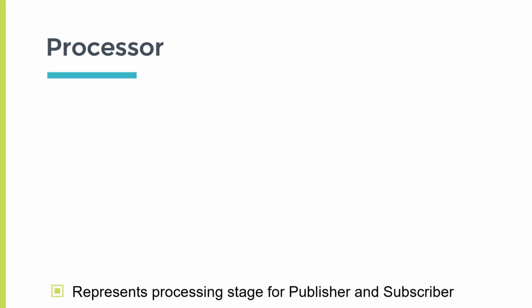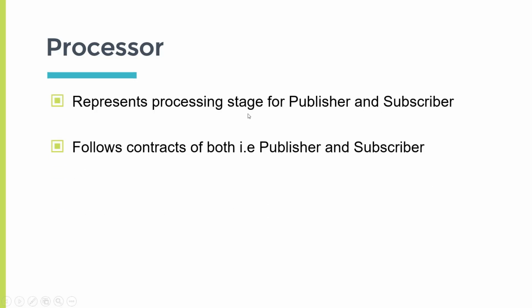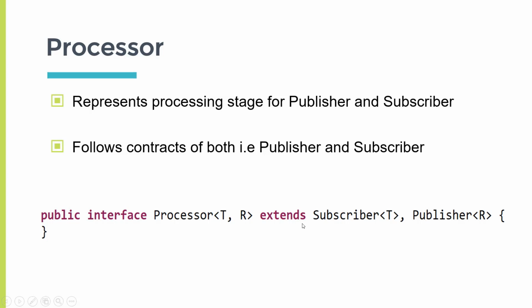The last and fourth interface is processor. It represents processing stage for publisher and subscriber, and obviously this processing stage is for data. It follows contracts of both publisher and subscriber, and that's why the processor interface extends both publisher and subscriber. It doesn't have its own abstract methods. It is just extending subscriber and publisher interfaces.